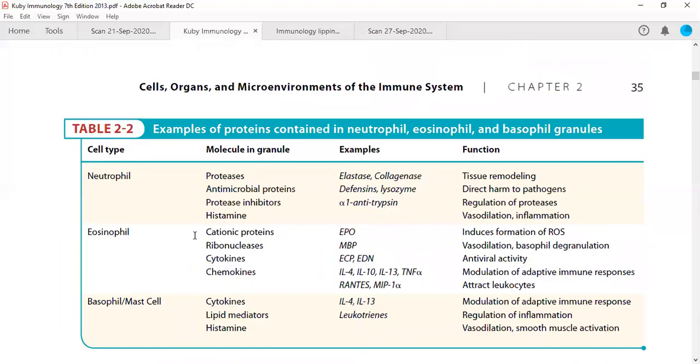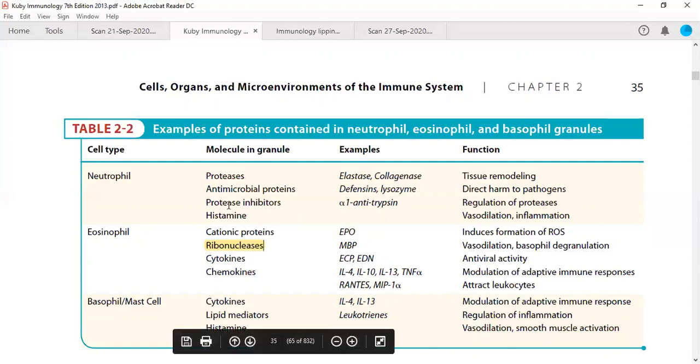Eosinophils have granules in which they can store cationic proteins, which have positive charges, for example EPO and ribonucleases, which can degrade RNA. They also have some cytokines, chemokines, and so on, such as IL-4, IL-10, IL-13, and so on.